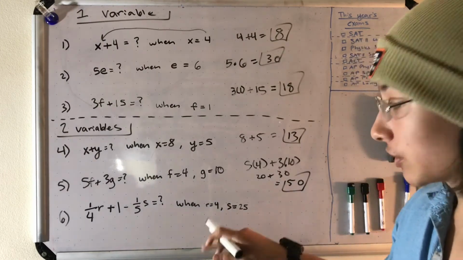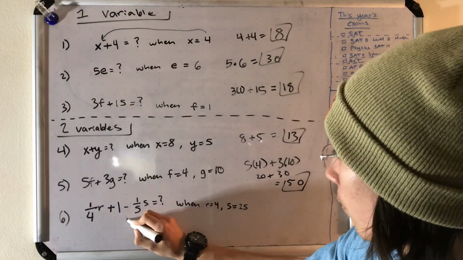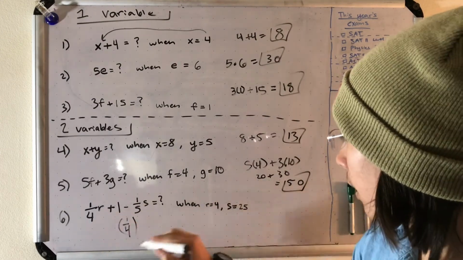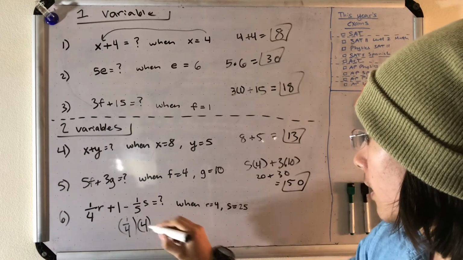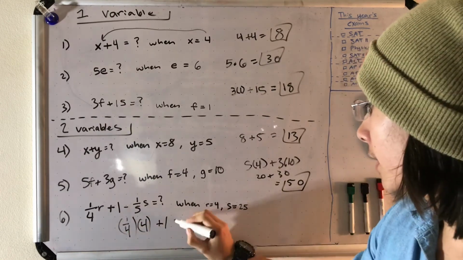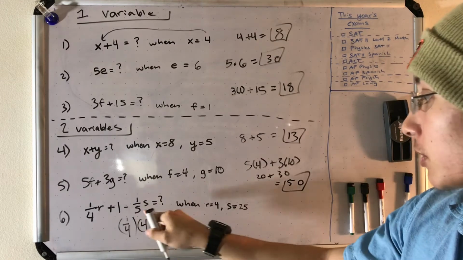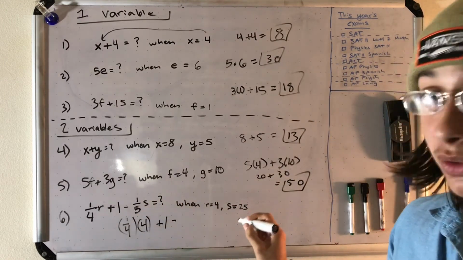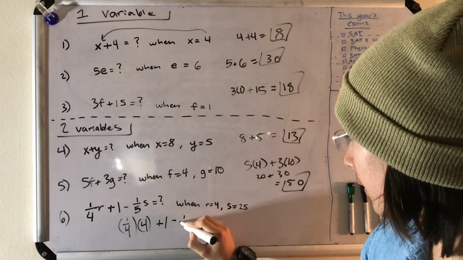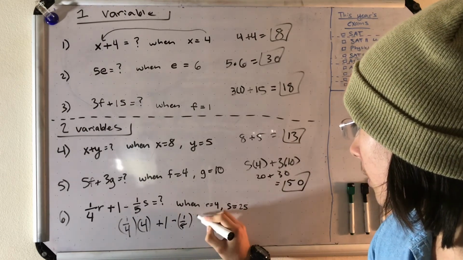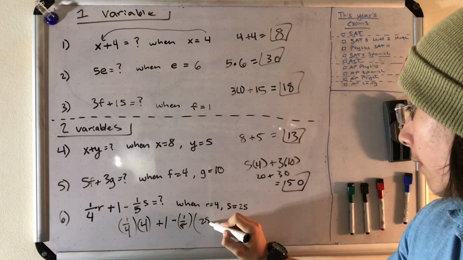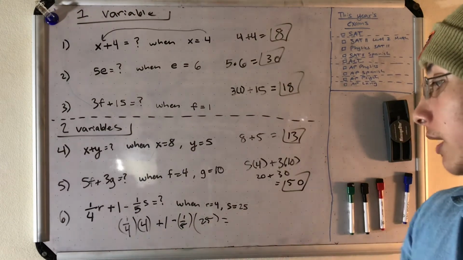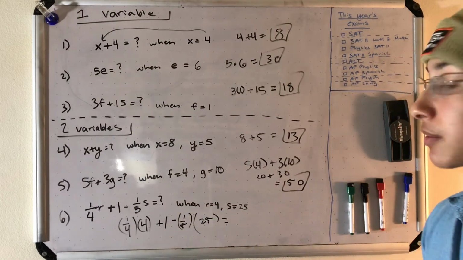All right, guys, so now we're just obviously going to substitute. So 1/4 r, r is 4, plus 1 minus, that's supposed to be a 5, by the way, 1/5 s. Well, we know s is 25. So 1/5 times 25 is going to give us what? Well, this is a little funky right here. We've got a bunch of parentheses, a plus, a minus, we don't know what to do.